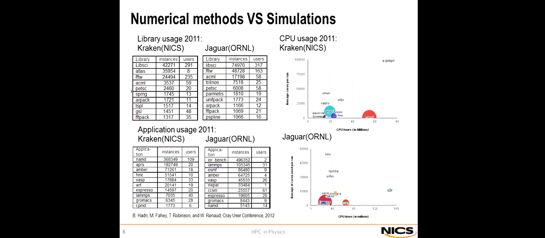There are basically two ways. For your problem, you can use numerical methods. For example, there are a lot of well-developed numerical libraries you can directly use. It's like a drop-in approach. So in your code, say you need to solve some partial differential equations or something like that, you can just use well-developed libraries. Here on the left side, I show statistics for some library usage on our system Kraken and another, previous system at the lab.